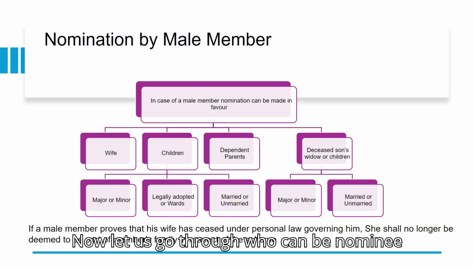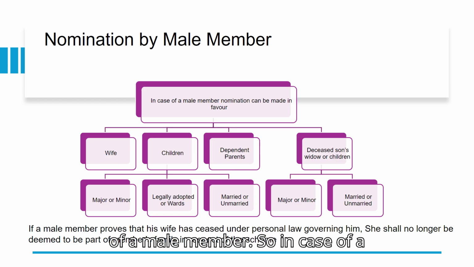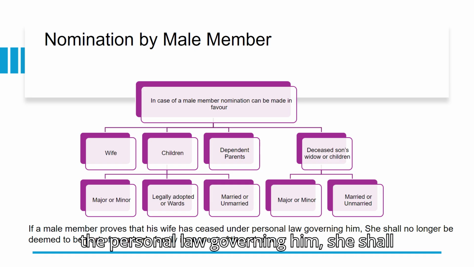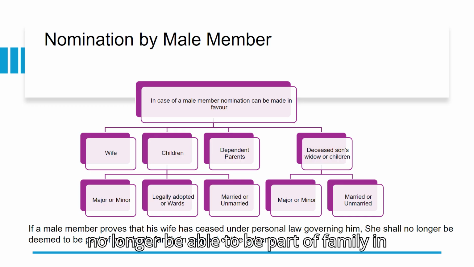Now let us go through who can be nominee of a male member. In case of a male member, nomination can be made in favor of children. Children can be major or minor, legally adopted, married or unmarried. Dependent parents and children of a deceased son, which can be major or minor, married or unmarried. If a male member proves that his wife has ceased to be so under the personal law governing him, she shall no longer be part of the family in respect of the scheme.